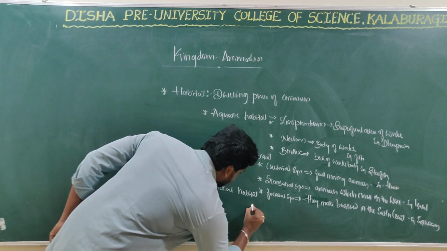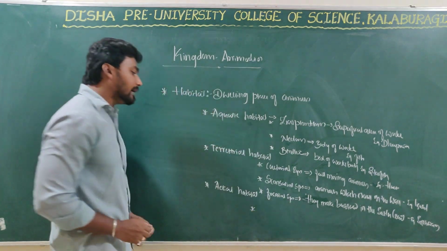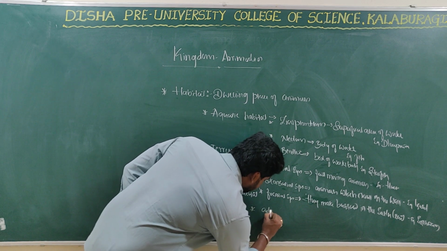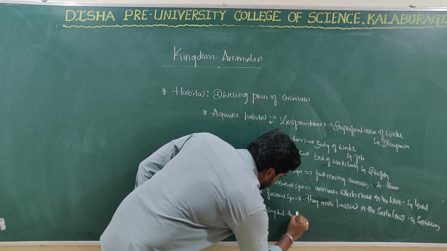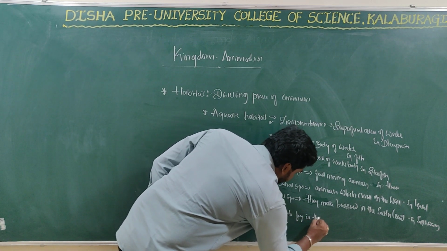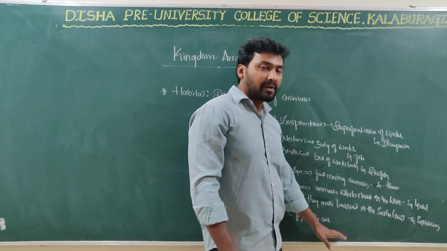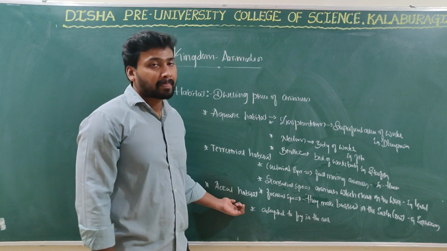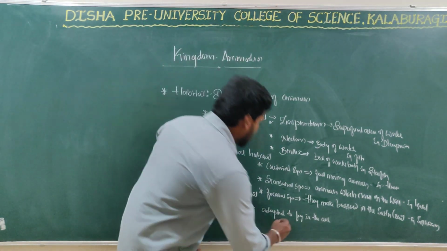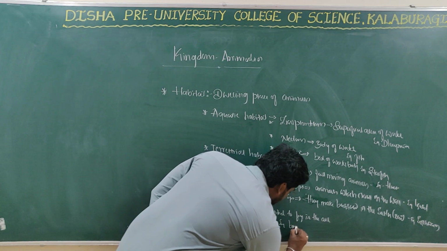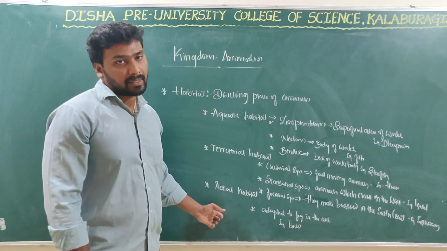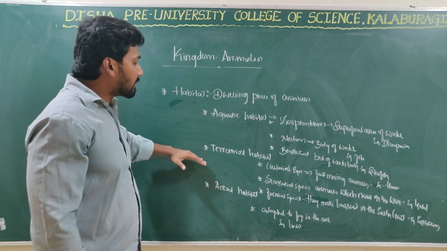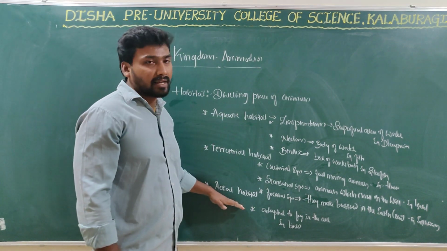And moving to the last one, that is aerial habitat. Animals which are adapted to fly in the air. The body is designed in such a way they can sustain for a longer time in the air. Those species are said to be aerial habitat species. Most of the birds come under this aerial habitat. So on this ground, that is habitat, animals are classified into different categories like aquatic, terrestrial as well as aerial.